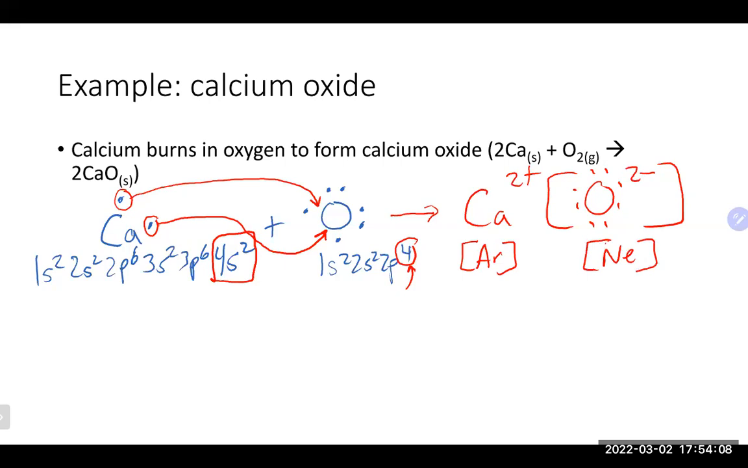So again, by transferring electrons in an ionic compound, our metal was able to back up to the noble gas that came before it and get that good noble gas configuration. Our oxygen was able to go forward and achieve that noble gas configuration of neon. Any questions on that there?